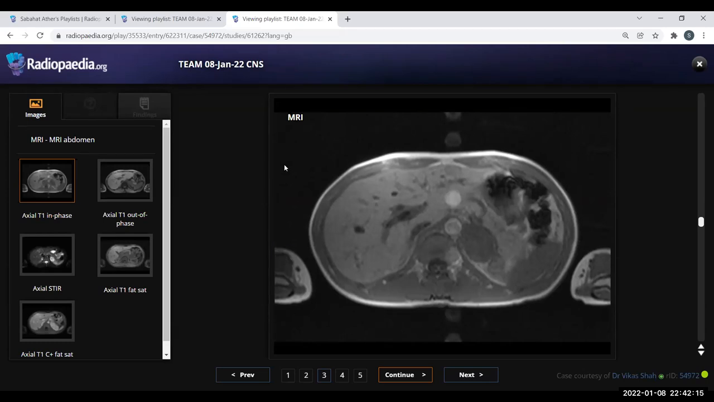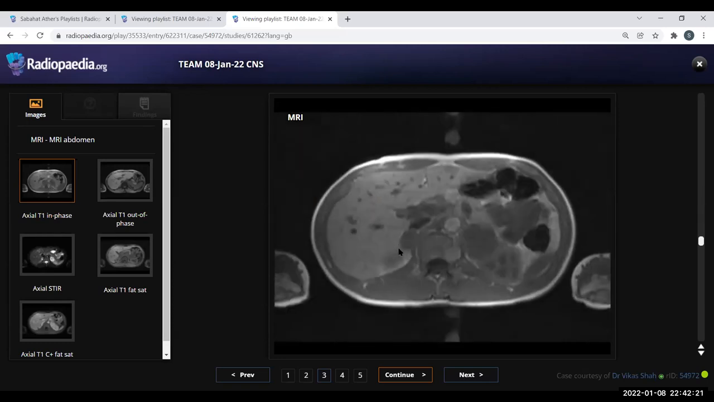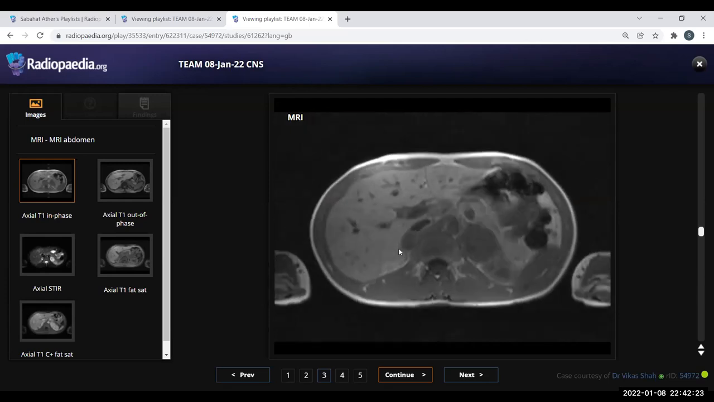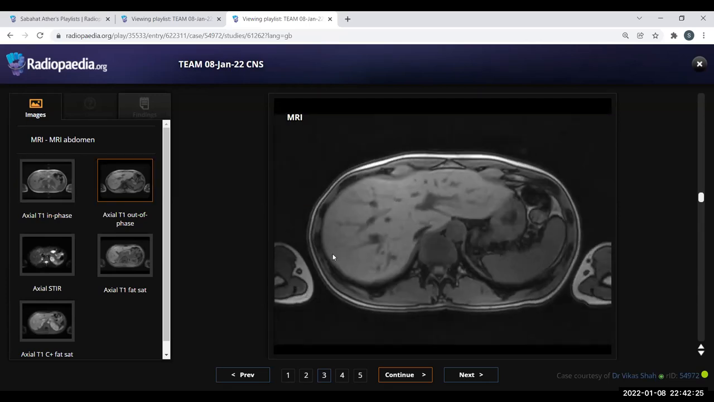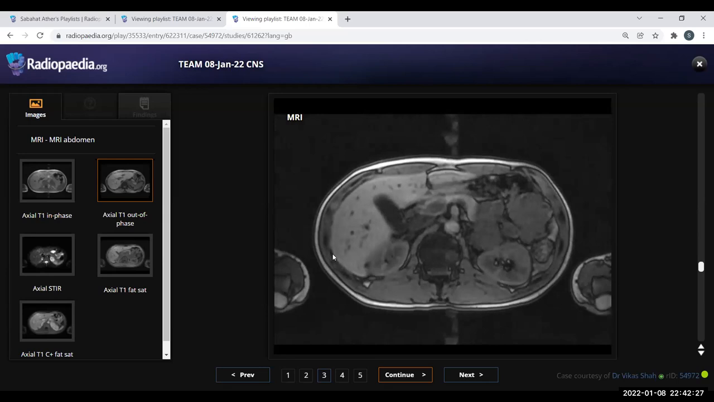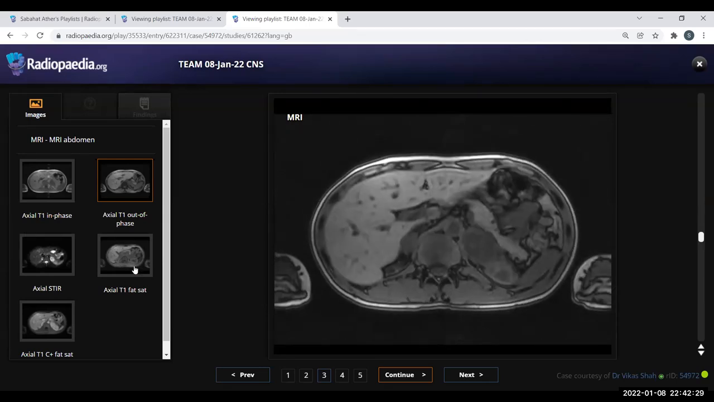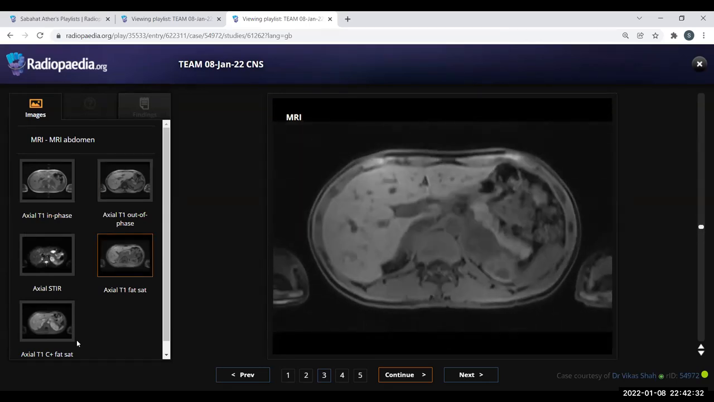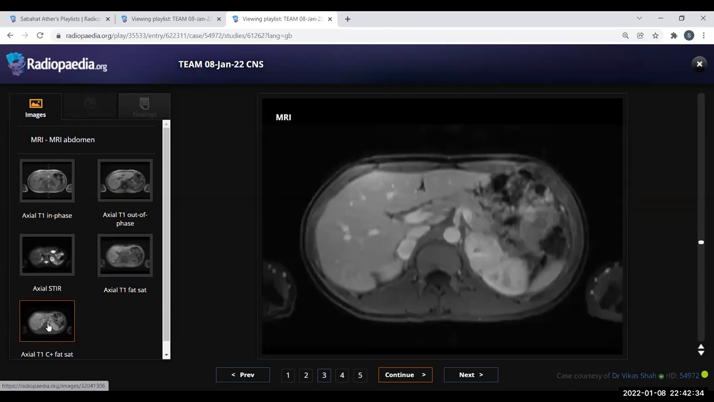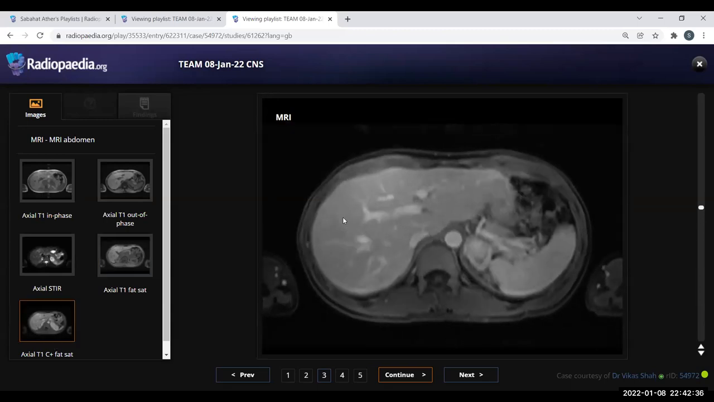Okay, to cut it short, which phase do you want? I'm giving you in phase, okay? What do you want next? I can have the out of phase just to see. Okay, this is your out of phase. What next? Contrast enhanced, please. Sure. Yeah, just to see if it is enhanced. This one. Okay. Yeah, it is well enhanced.